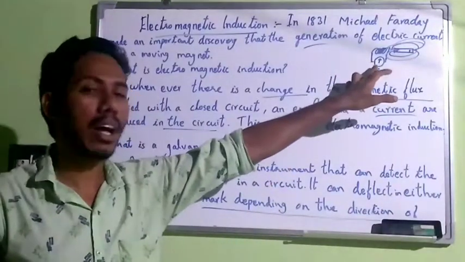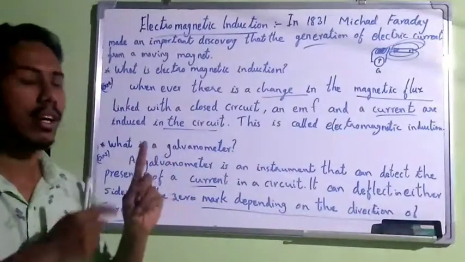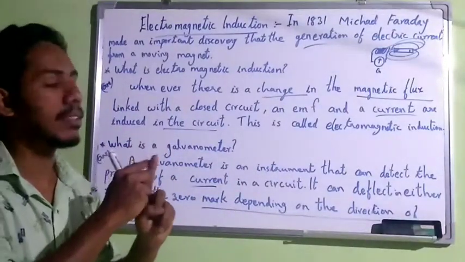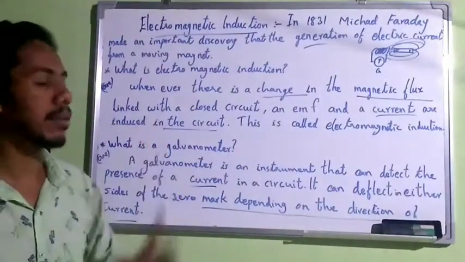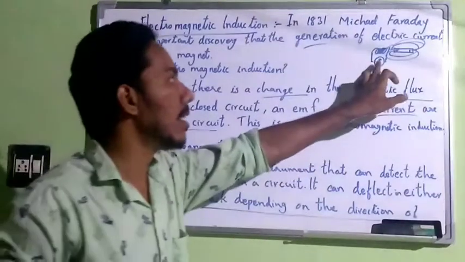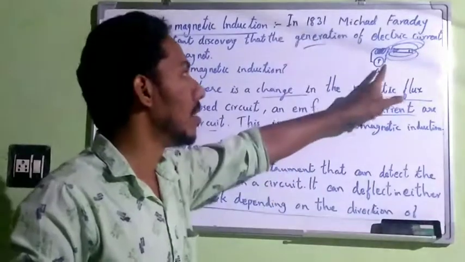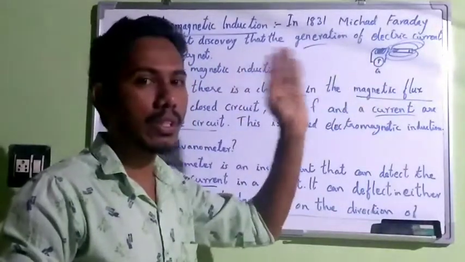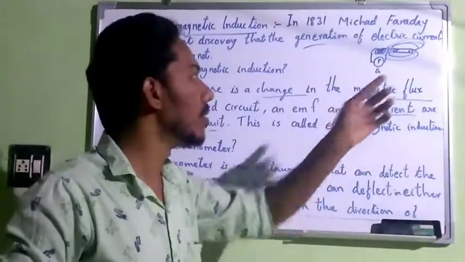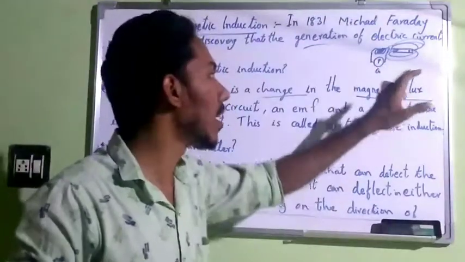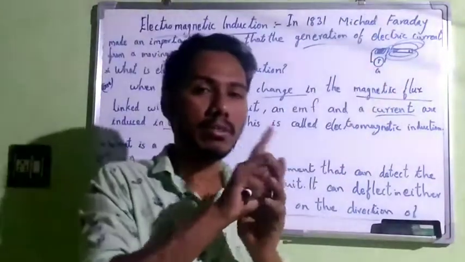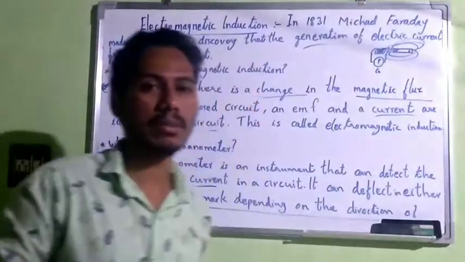The needle in a galvanometer is always present at the center portion. The zero value is at the center. If the current is positive, then the needle will move to the left side or the right side, and if the current is negative, then the needle will move to the other side.